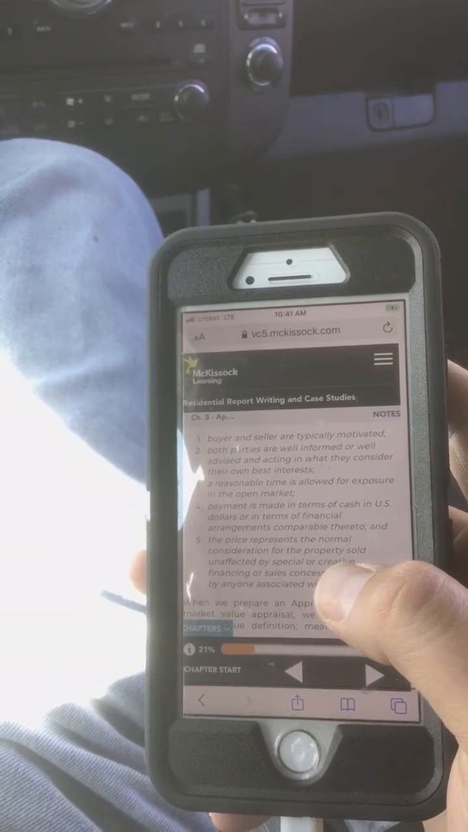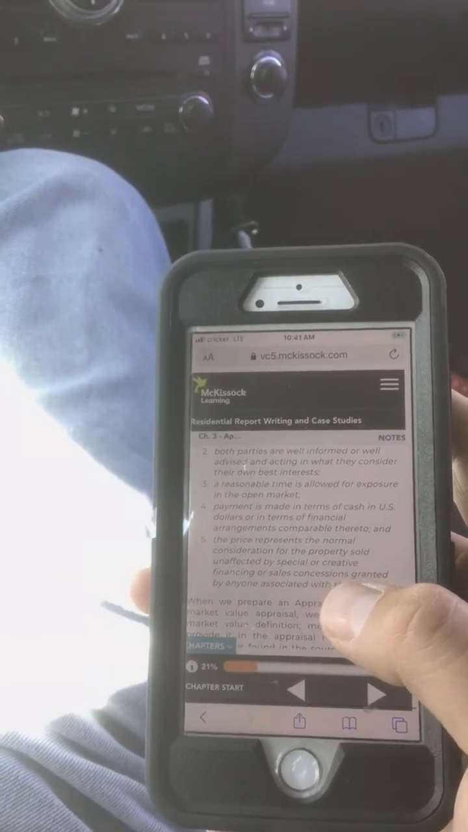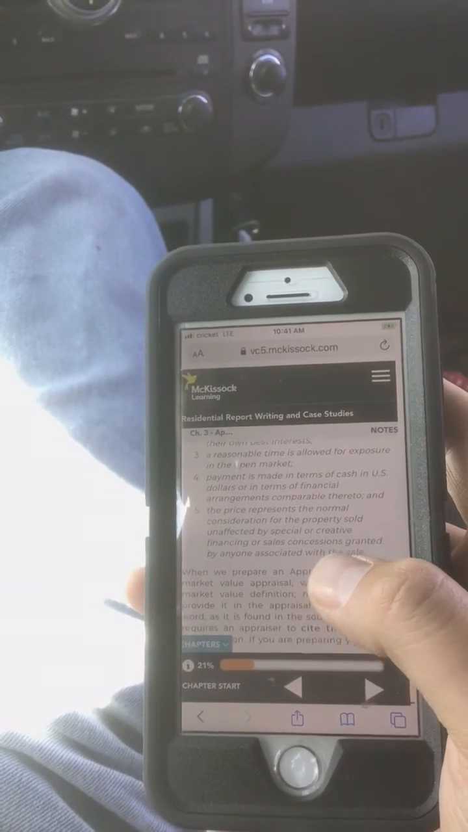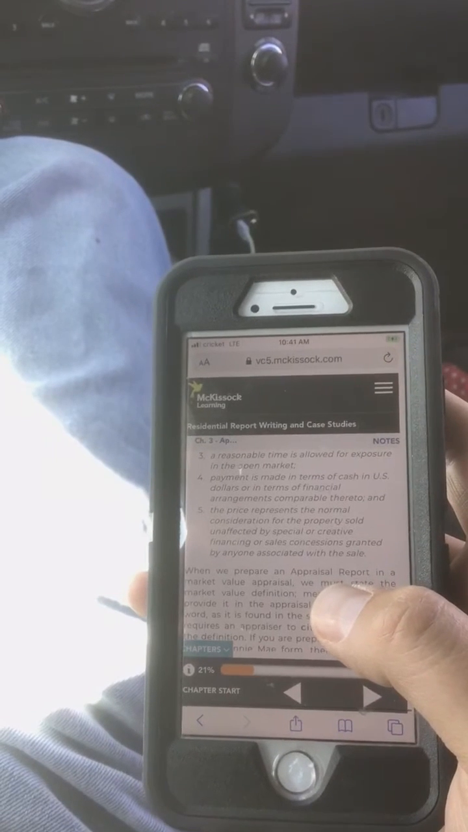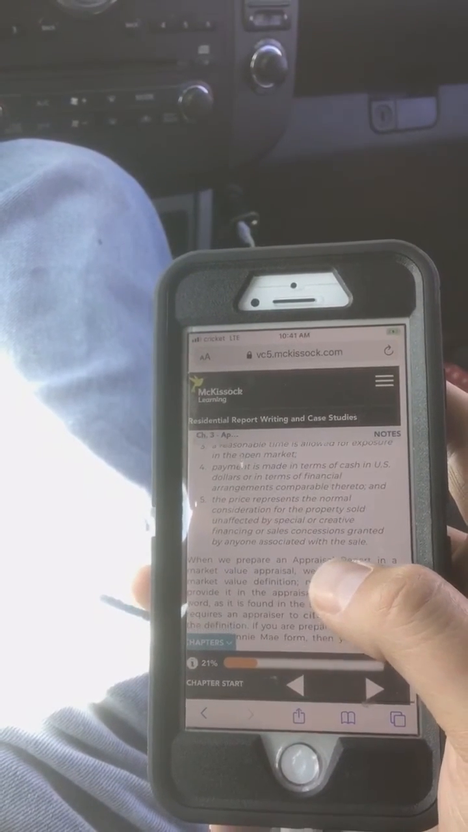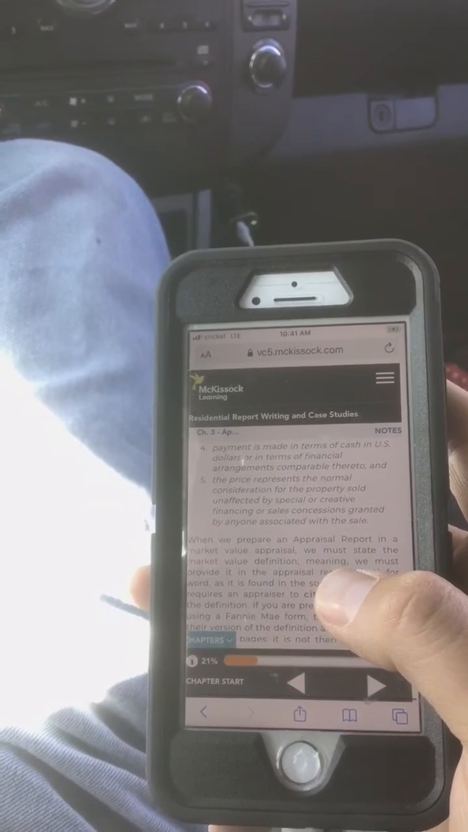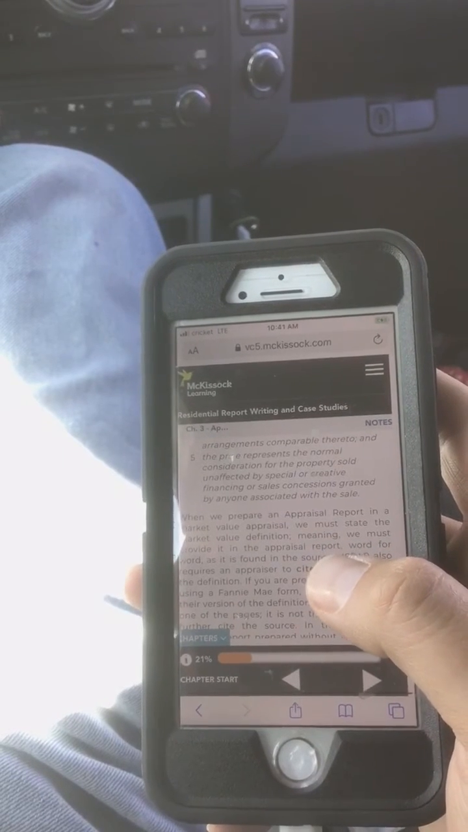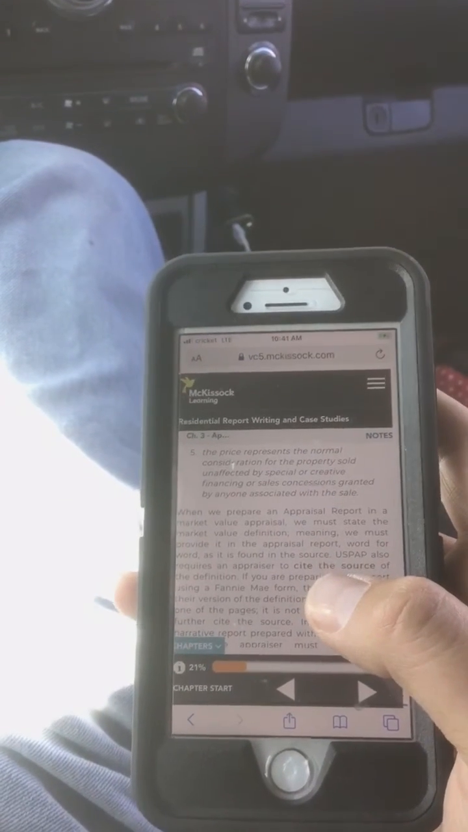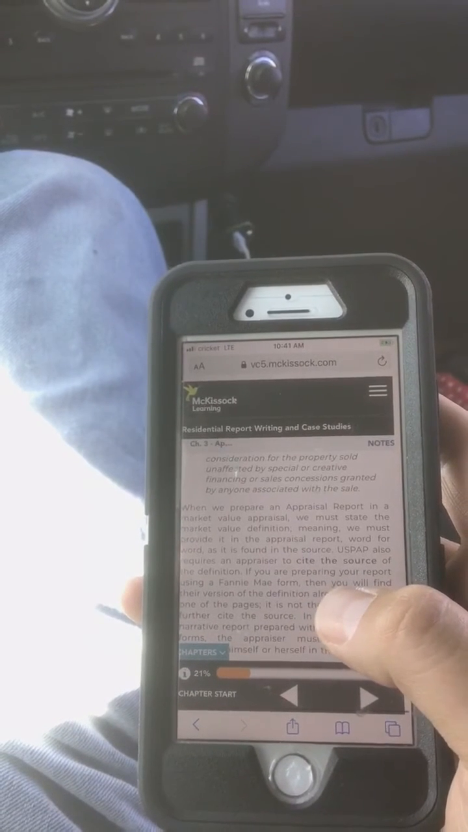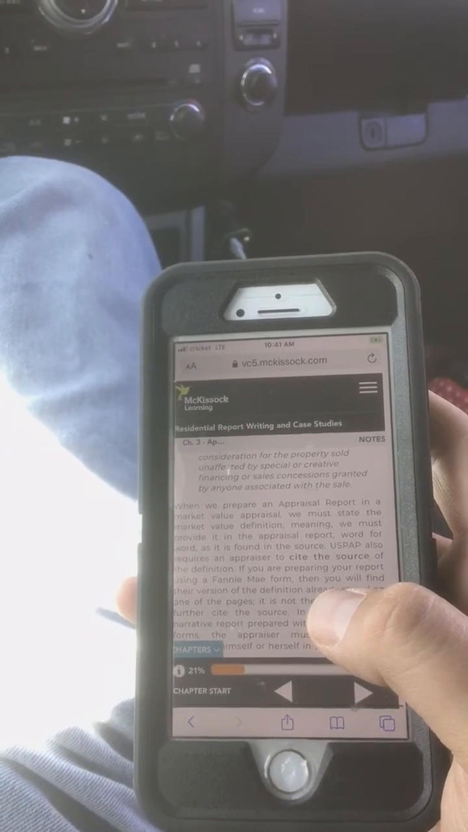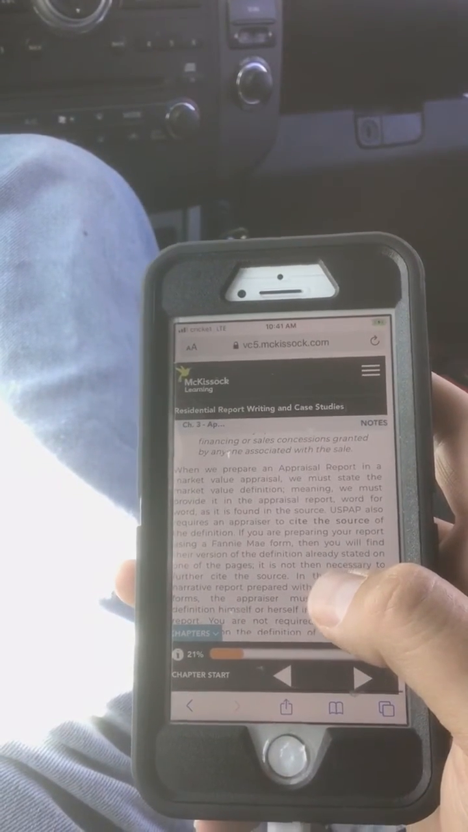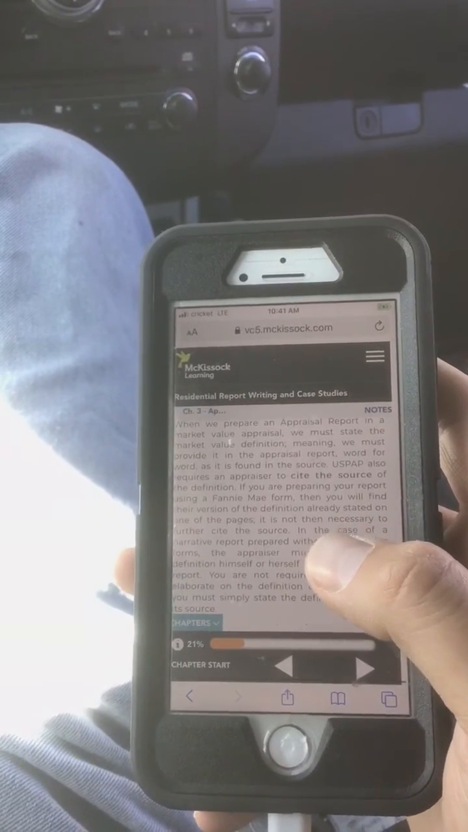Buyer and seller are typically motivated. 2. Both parties are well informed or well advised and acting in what they consider their own best interests. 3. A reasonable time is allowed for exposure in the open market. 4. Payment is made in terms of cash in U.S. dollars or in terms of financial arrangements comparable thereto. And 5. The price represents the normal consideration for the property sold, unaffected by special or creative financing or sales concessions granted by anyone associated with the sale.